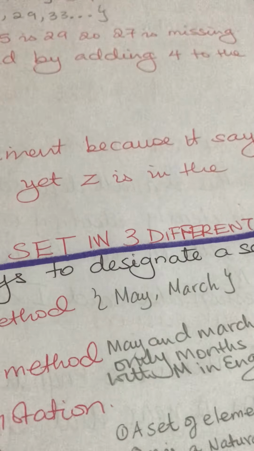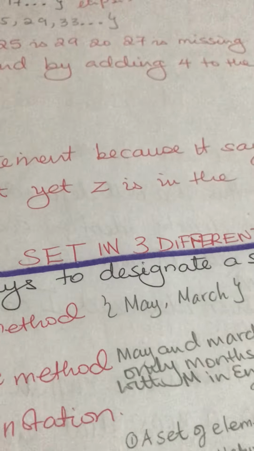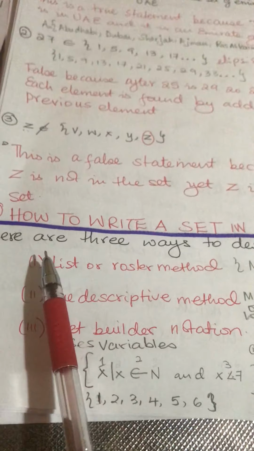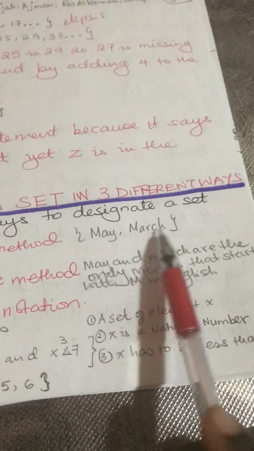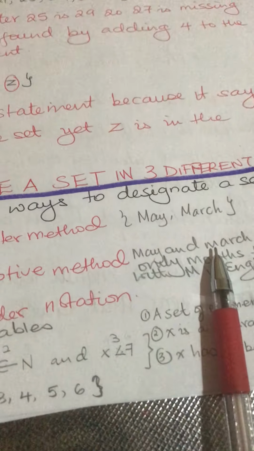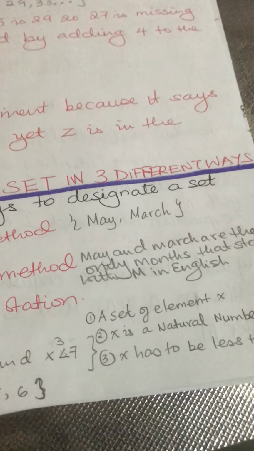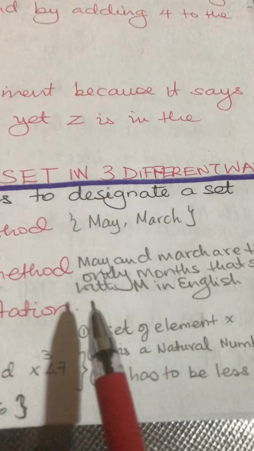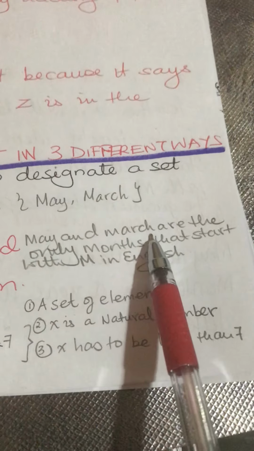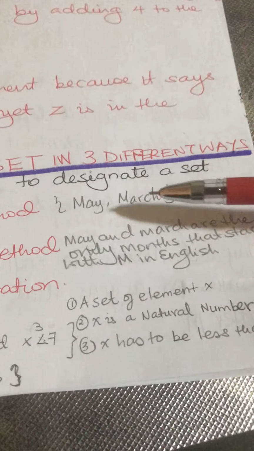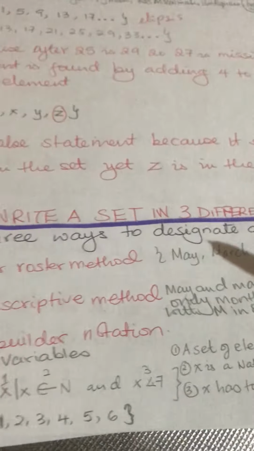Okay, I think I forgot to do an example. I did another example, but I'll show you later, okay? All right, so use the braces. And descriptive, you answer using a complete sentence. You write a sentence, okay? So you write a sentence: May and March are the only months that start with the letter M. There you go. All right.